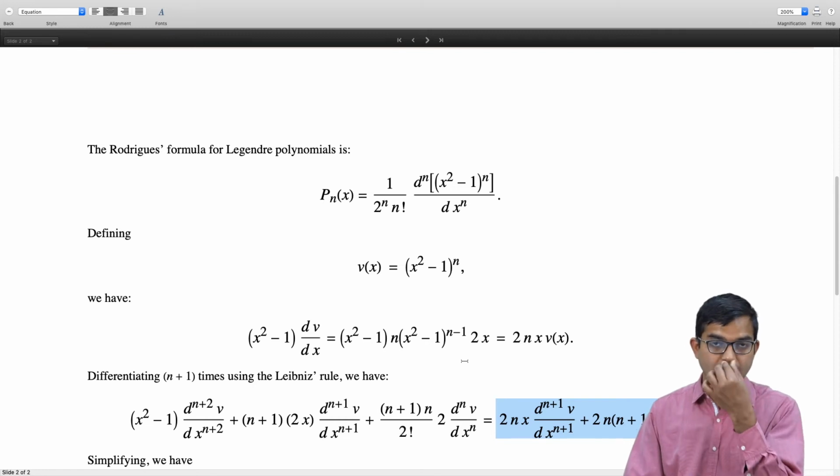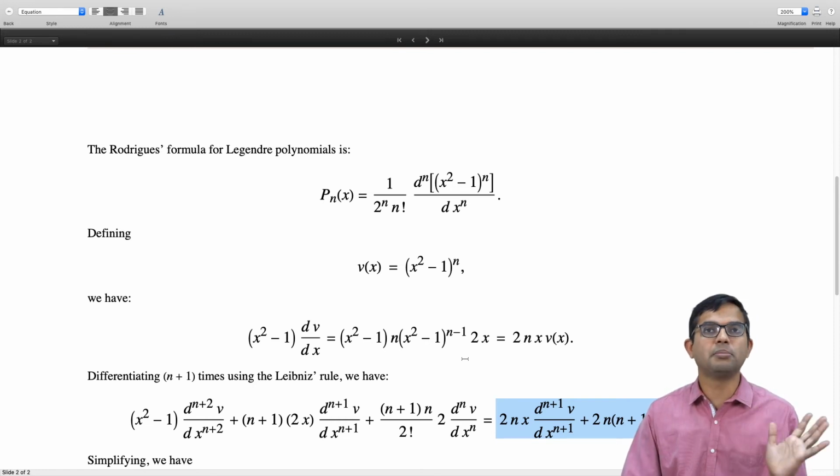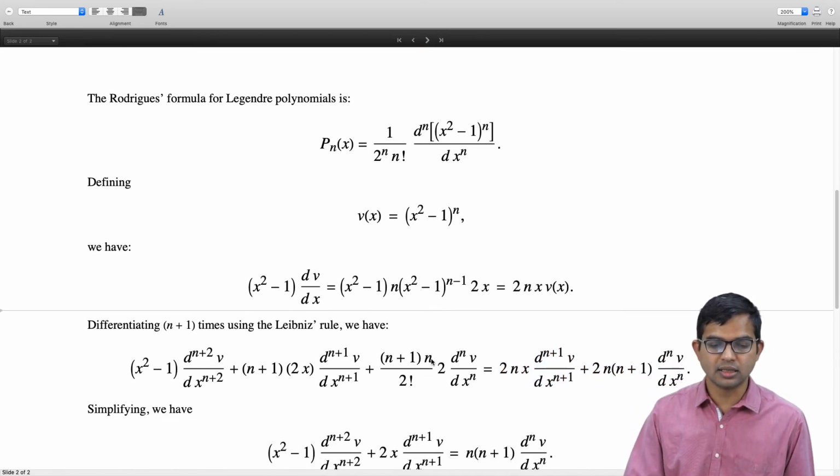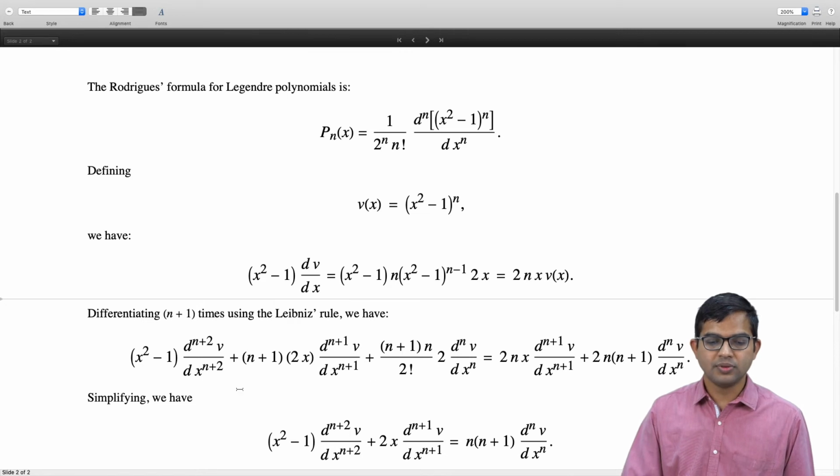So both on the left hand side and the right hand side, the result has been obtained by applying the Leibniz rule. You should check this and convince yourself that it indeed is correct. Now we simplify this. We see that there is a term for the n plus 2th derivative, then the n plus 1th derivative. Here we have n plus 1 times 2x, and then we also have 2n x. So they can be simplified to just give you 2x times the n plus 1th derivative of v with respect to x. Then this must be equal to, this stuff can go to the right hand side.